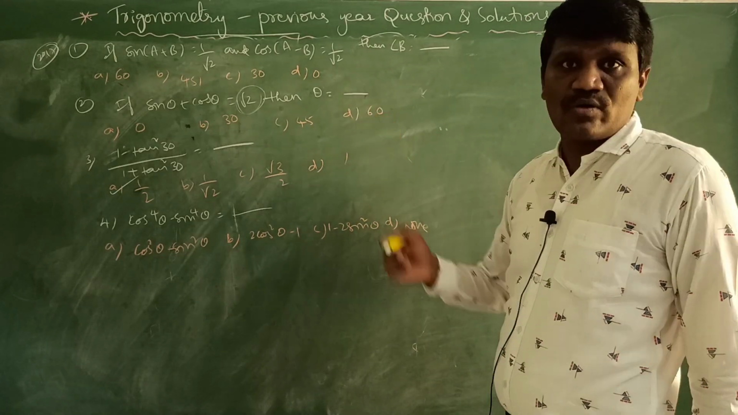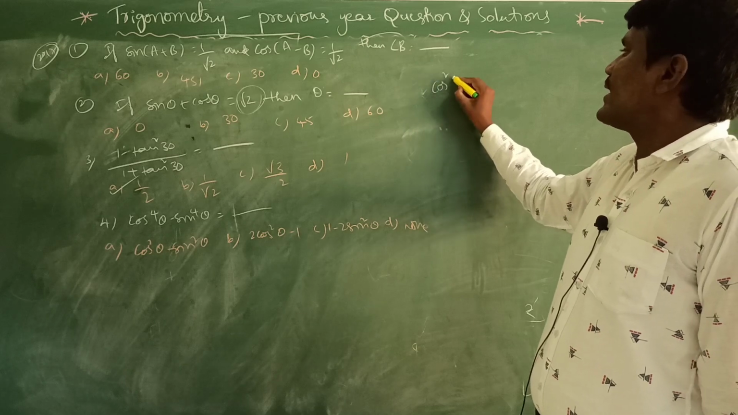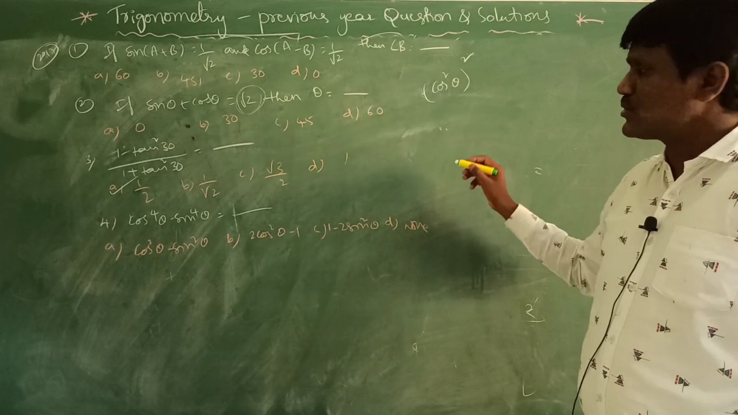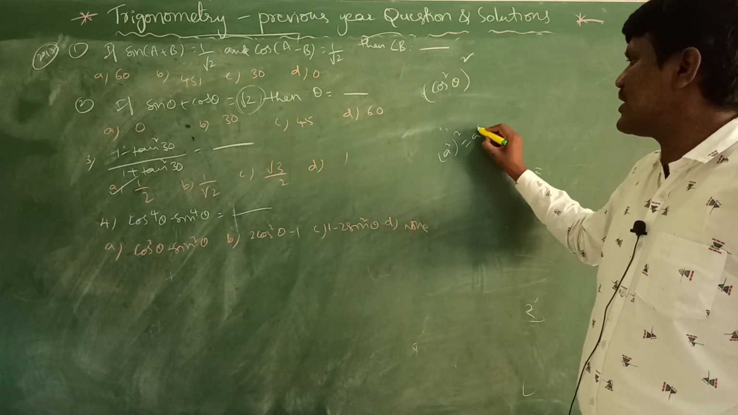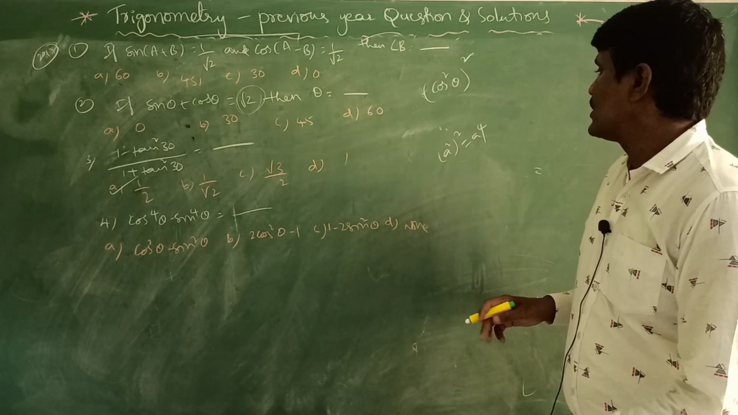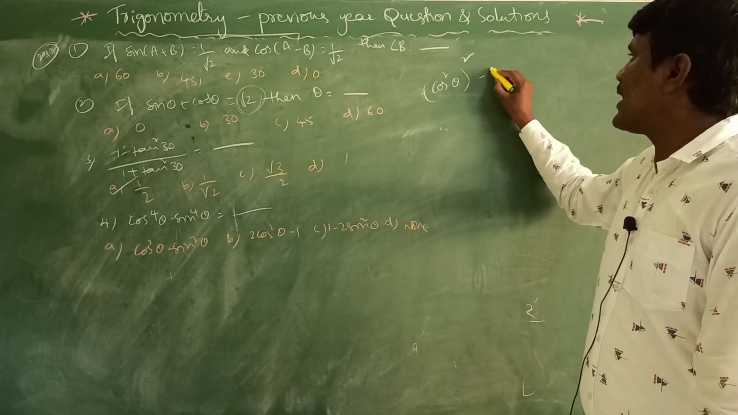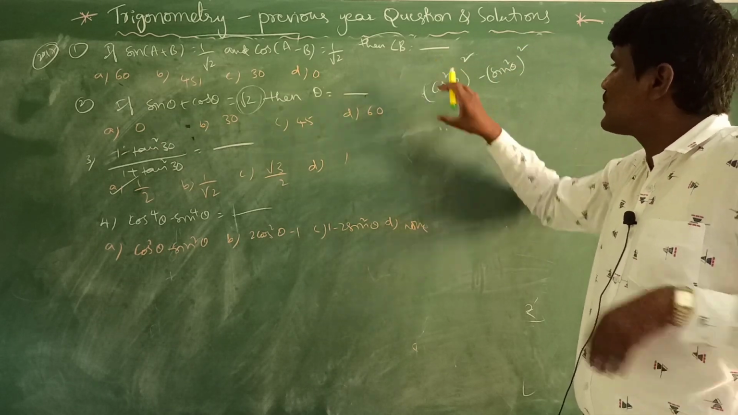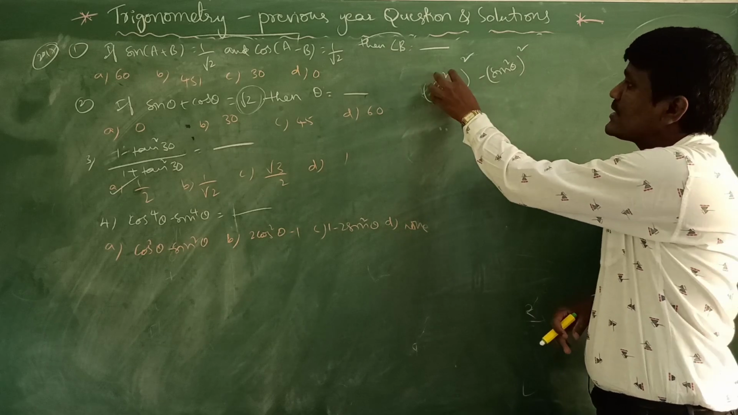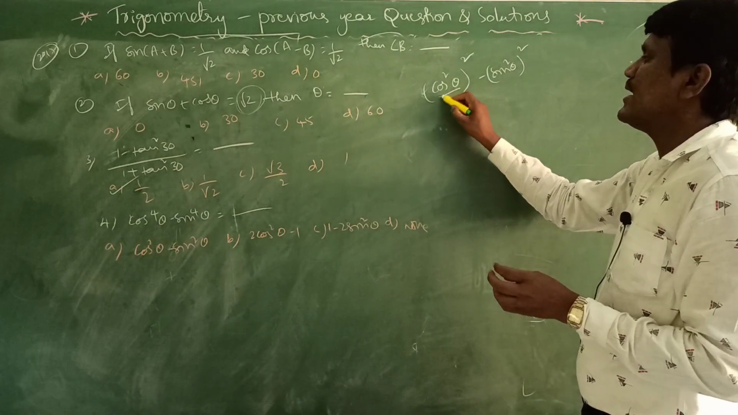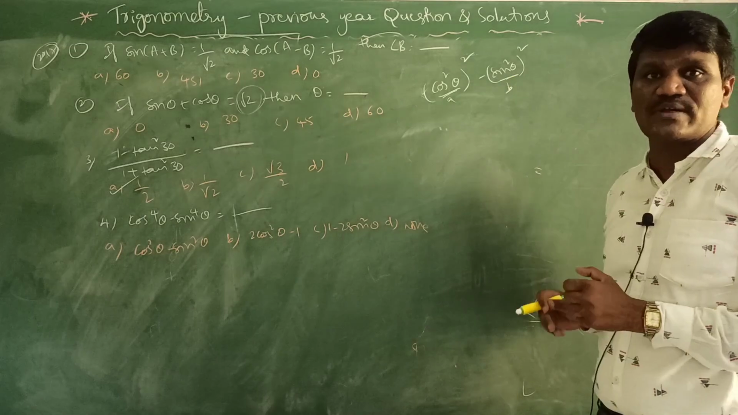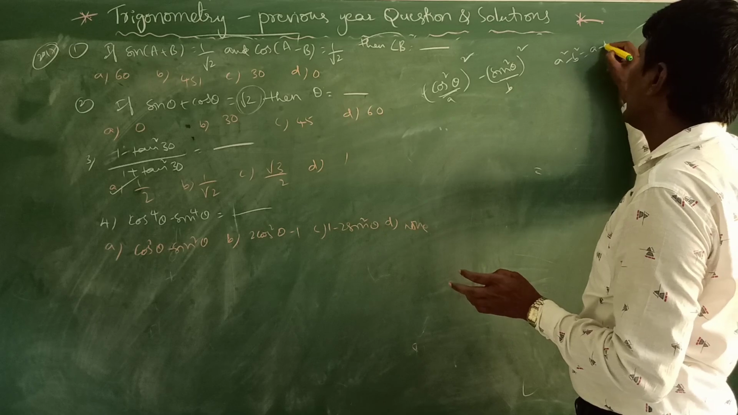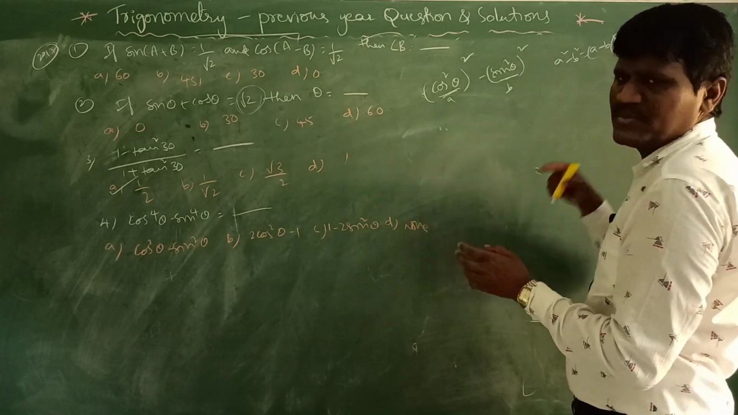So cos power 4, how I am writing it is, I can write cos square theta whole square. A square whole square is equal to a power 4. Same way, cos square theta whole square minus sin square theta whole square. Now it is in the formula a square minus b square. Here a is cos square theta and b is sin square theta. So a square minus b square you can write as a minus b into a plus b, or a plus b into a minus b.